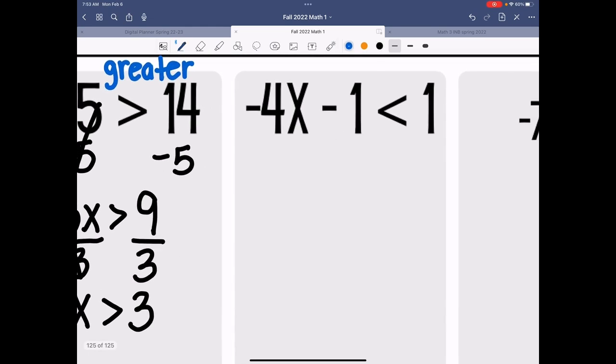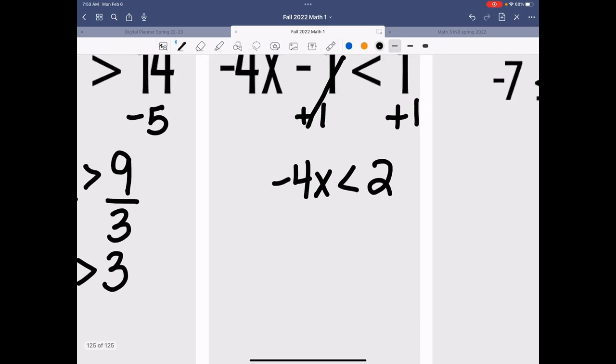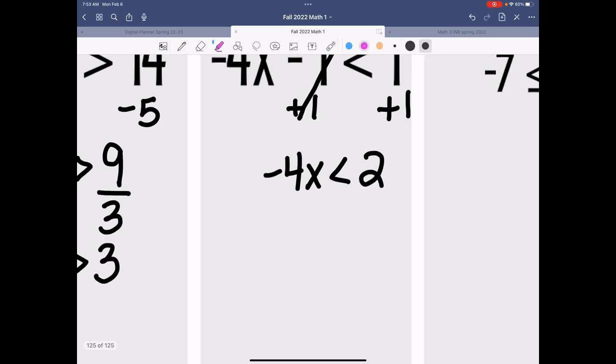All right, this one is less than. All right, and I'm going to start by adding 1 to both sides. So I have -4x is less than 2. Now, at this point, I can see that I'm going to wind up dividing by a negative, so I'm going to need to flip that sign.